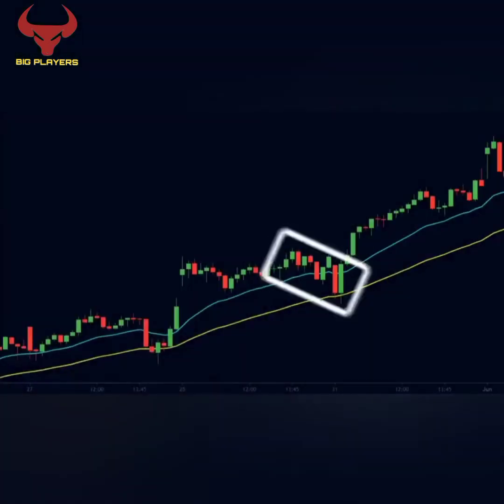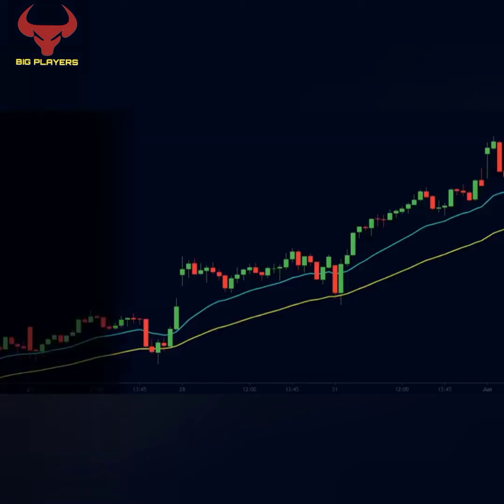Now, we want the price to make a small pullback. The pullback should at least touch the 20 EMA. It is not mandatory for the price to close inside the 20 EMA. Even if the wick of the candle touches the 20 EMA, our setup will be valid.